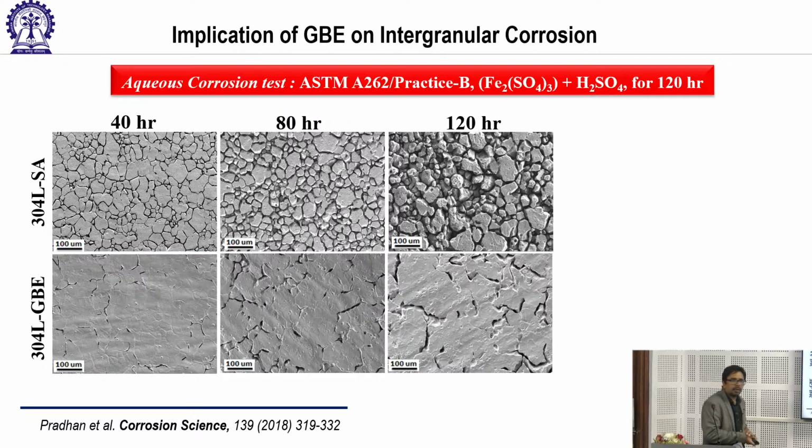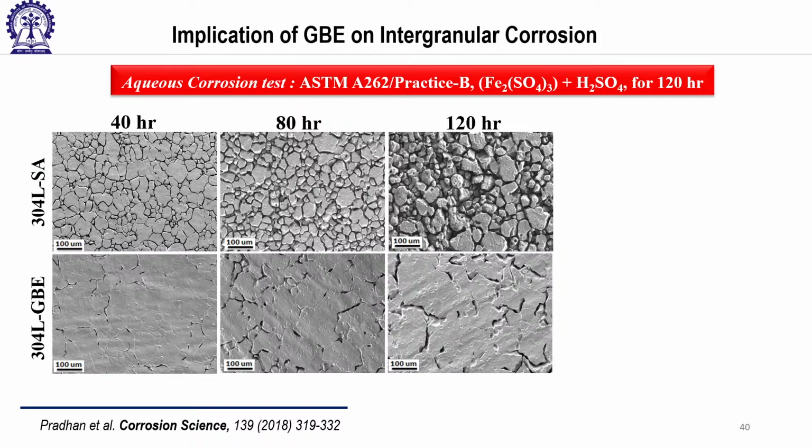Those who are familiar with corrosion know there are various practices one can adopt. This is practice B we have adopted, and this is up to 120 hours. We have done a corrosion test in ferric sulfate sulfuric acid solution on both materials, 304L non-GB and GB, and at different intervals we have taken them out and measured the corrosion rate as well as the microstructure. I do not have to tell you the value, you see the microstructure, you will find out the difference.